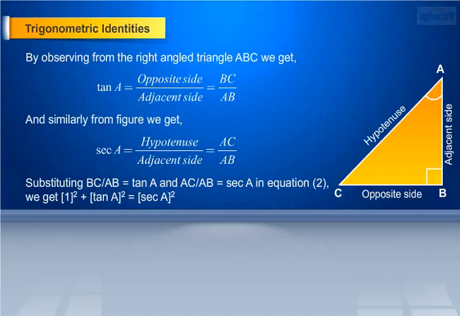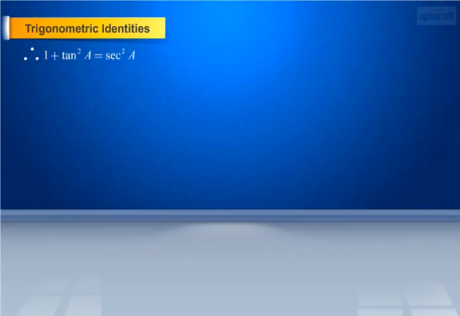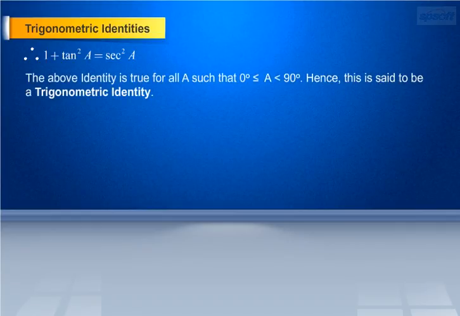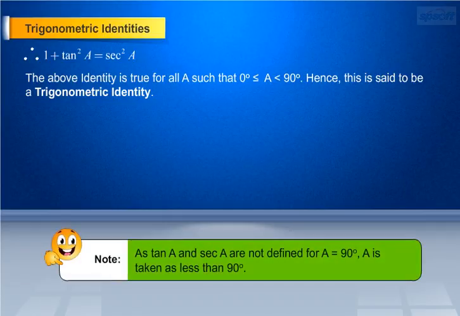Substituting BC by AB equals tan A, and AC by AB equals secant A in equation 2, that is, 1 plus BC by AB whole square equals AC by AB whole square, we get 1 square plus tan A square equals secant A square, or 1 plus tan square A equals secant square A. The above identity is true for all A, such that A lies between 0 degrees to 90 degrees. Hence this is said to be a trigonometric identity. Note, as tan A and secant A are not defined for A equals 90 degrees, A is taken as less than 90 degrees.